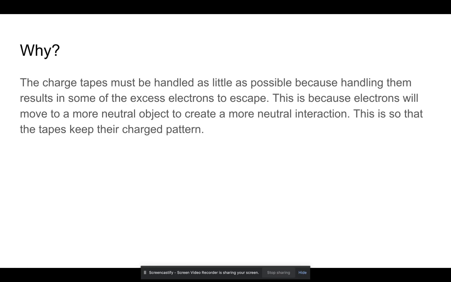And why? The charged tapes must be handled as little as possible because handling them resulted in some of the excess electrons escaping. This is because electrons that move to a more neutral object will create a more neutral interaction. This is so that the tapes will keep their charge pattern.